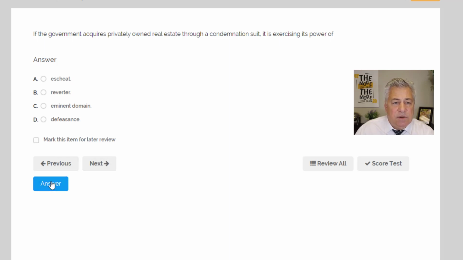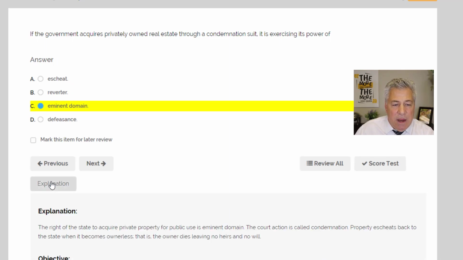And the answer is, I think you know this one, eminent domain. The right of the state to acquire privately owned property for public use is eminent domain. The court action is called condemnation. Property escheats back to the state when it becomes ownerless. That is, the owner dies, leaving no heirs and no will.